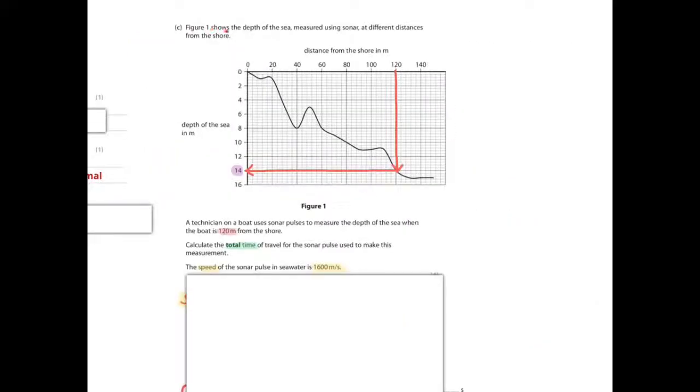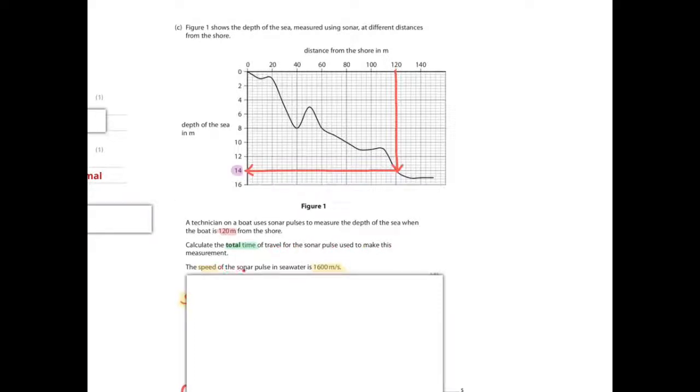Figure 1 shows the depth of the sea measured using sonar at different distances from the shore. So you can see here we're getting further away from the shore, and here's the depth of the sea at different distances. So it's quite an easy graph to understand. A technician on a boat uses sonar pulses to measure the depth of the sea when the boat is 120 meters from the shore, so when it's over here. Calculate the total time of travel for the sonar pulse used to make this measurement.